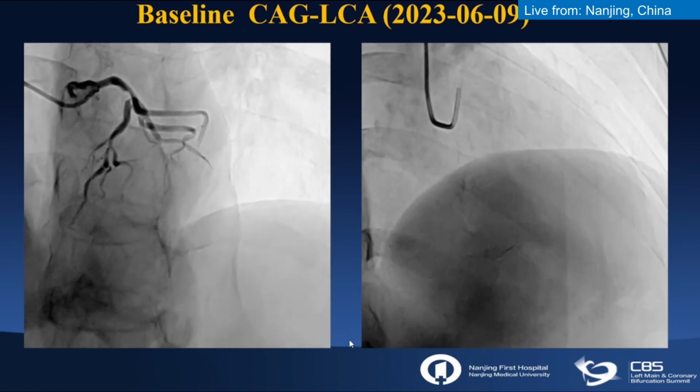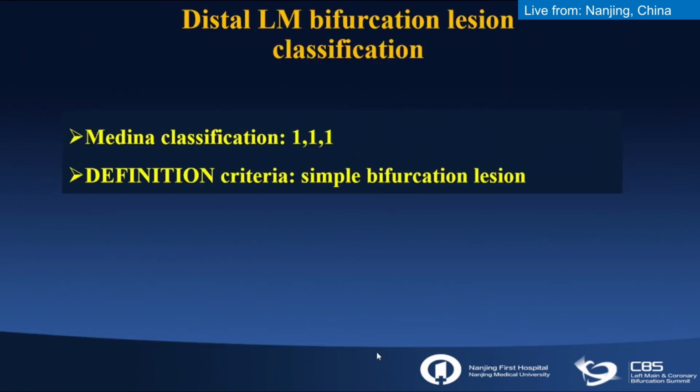Next, we show the LAO and RAO cranial position, showing the LAD is a severe lesion, and we see the LAD lesion is very diffuse and tortuous. Next. According to the CAG result, we see the left main distal bifurcation lesion. According to the Medina classification, it's a type 111. Also, according to the definition criteria created by Xiaoliang Chen, a single bifurcation lesion.